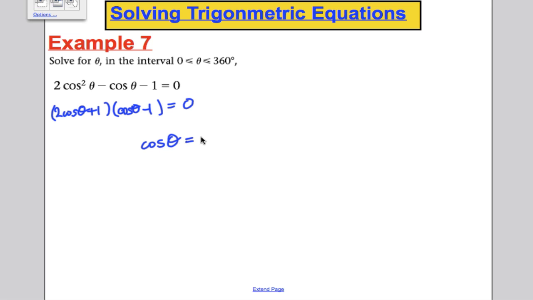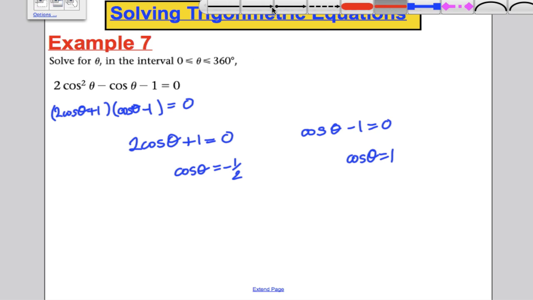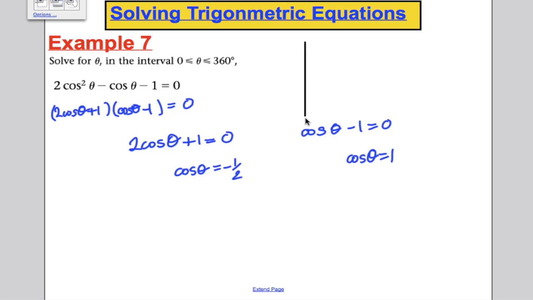Cos theta on the one hand is equal to, well, let's not jump a step. Let's just say 2 cos theta plus 1 is equal to 0, or cos theta minus 1 equals 0. So therefore cos theta is equal to minus a half, or cos theta is equal to 1, and we're between 0 and 360 as always. Let's draw our graph out between 0 and 360 in this case.